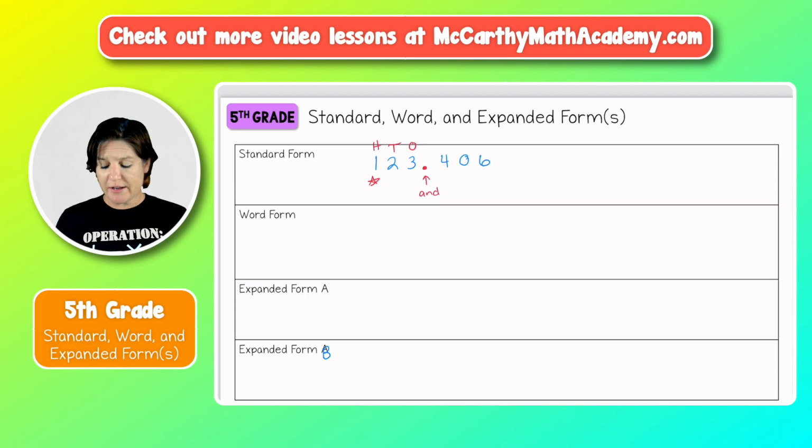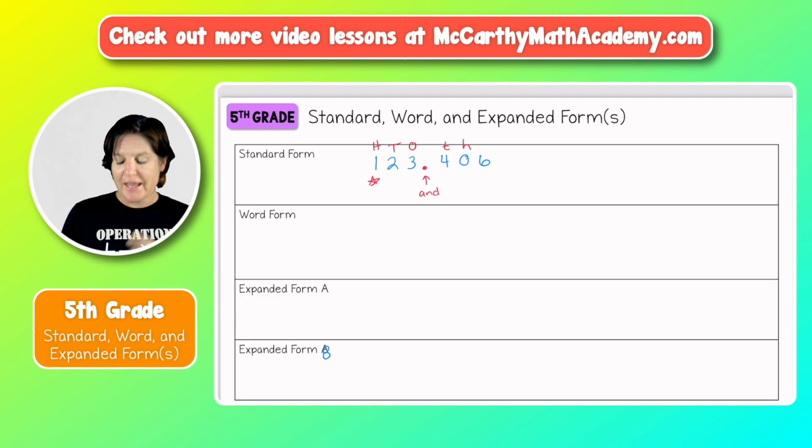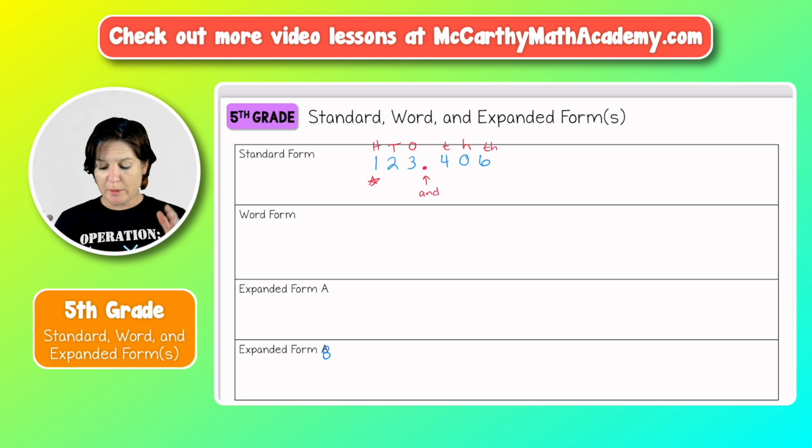And then to the right of the decimal, we have the 4 is in the tenths place. The 0 is in the hundredths place. Make sure we get that at the end. And the 6 is in the thousandths place. Groovy. Now that we know our place values, let's go ahead and read this number.